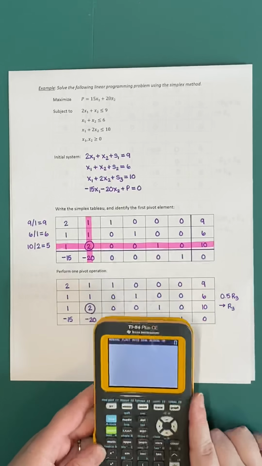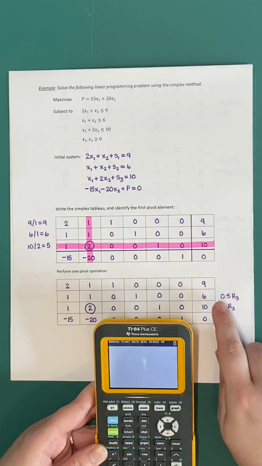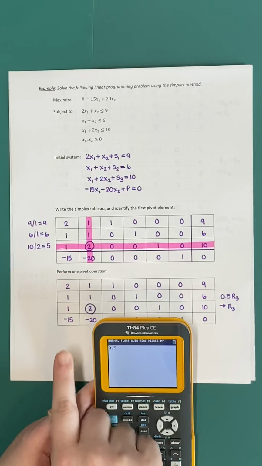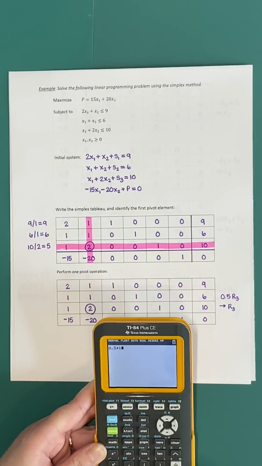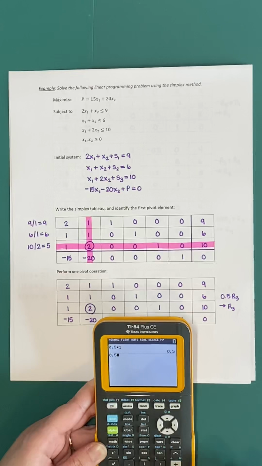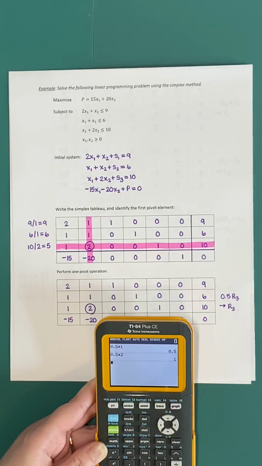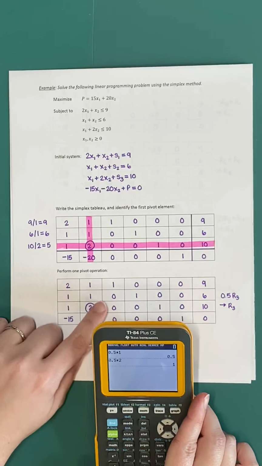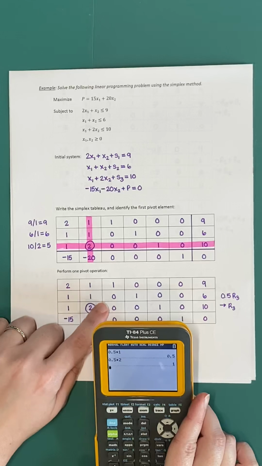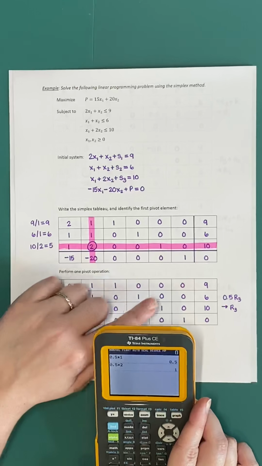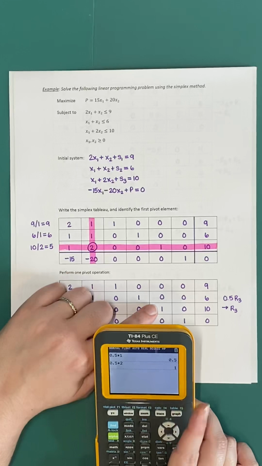So let's do that in the calculator. So everything in row 3 times 0.5. So 0.5 times the 1 is going to give me 0.5. So that's going to be the first element in the new row 3. 0.5 times 2. That's going to be my second element. Now let's look at the other one. So 0.5 times 0, that's just going to be 0, so that element doesn't change. 0.5 times 0, also 0. 0.5 times 1, just 0.5.